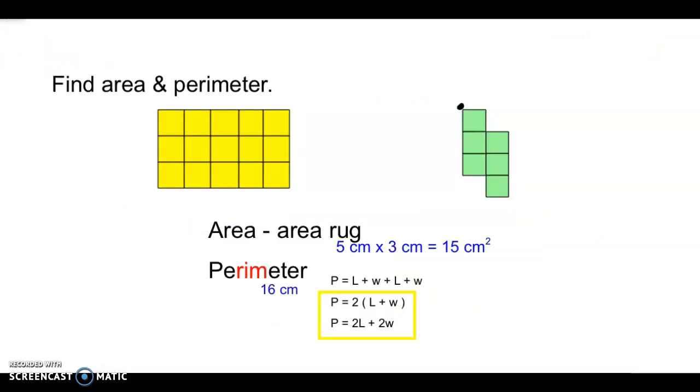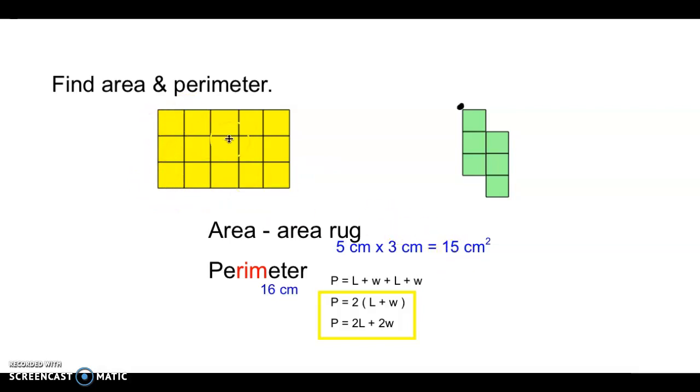Just a really quick review on area and perimeter. We won't really talk about perimeter. That's something you've covered in earlier grades. But to find the area of a rectangle like this, you'd find the length and the width. So these look like 1 by 1 little squares. So this is 1, 2, 3, 4, 5 by 3. 5 times 3 is 15. And if these are centimeters, that would be 15 centimeters squared.